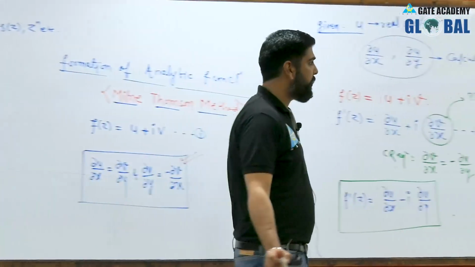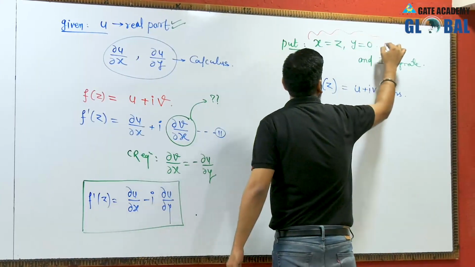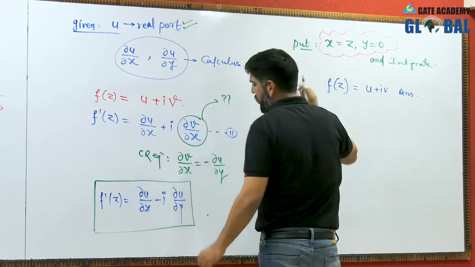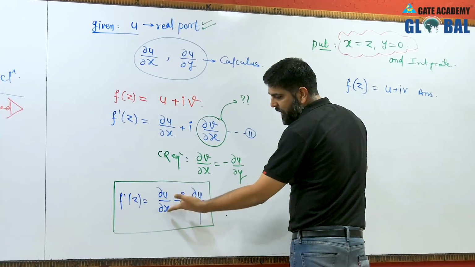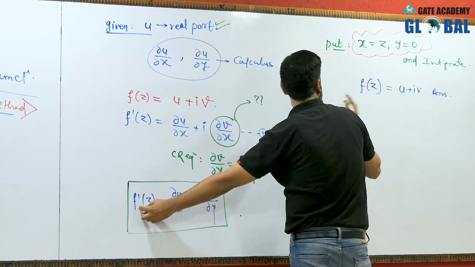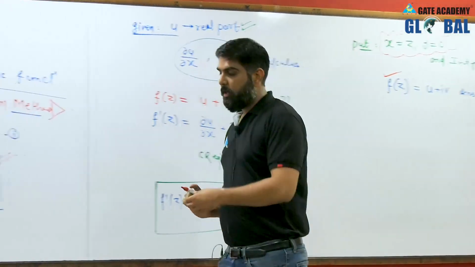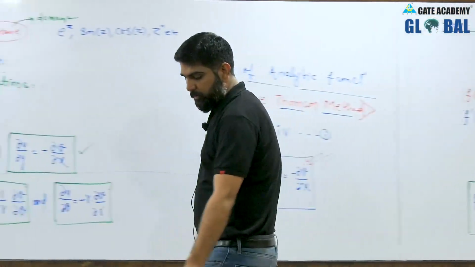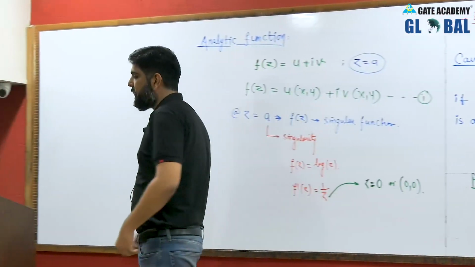Here you can see the approximation I am having: put x is equal to z and y is equal to 0. All these things are now in the form of z. With the integration, you can have f dash z is nothing but f z. So this is the formation of an analytic function with the help of the Milne-Thomson method.